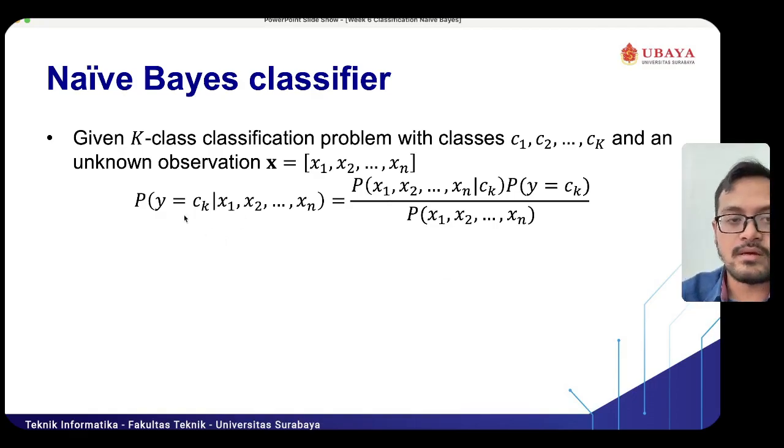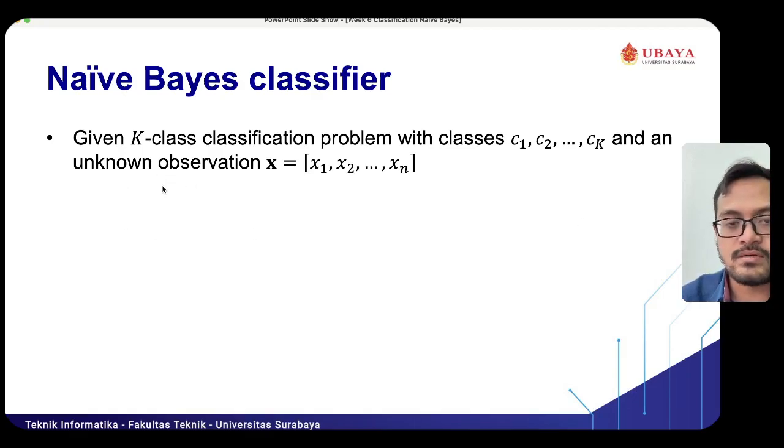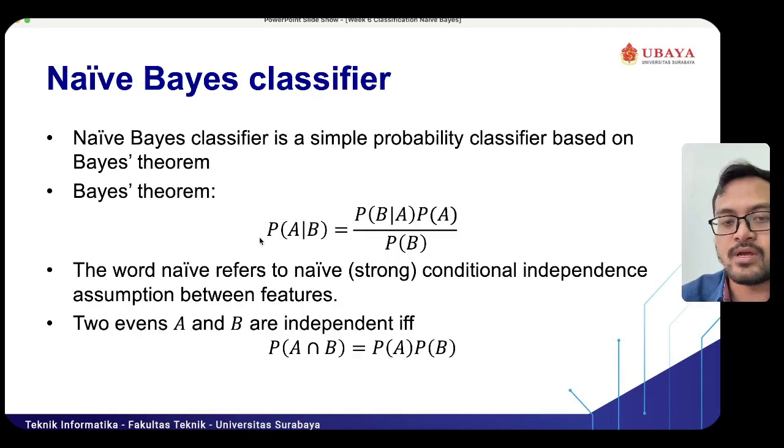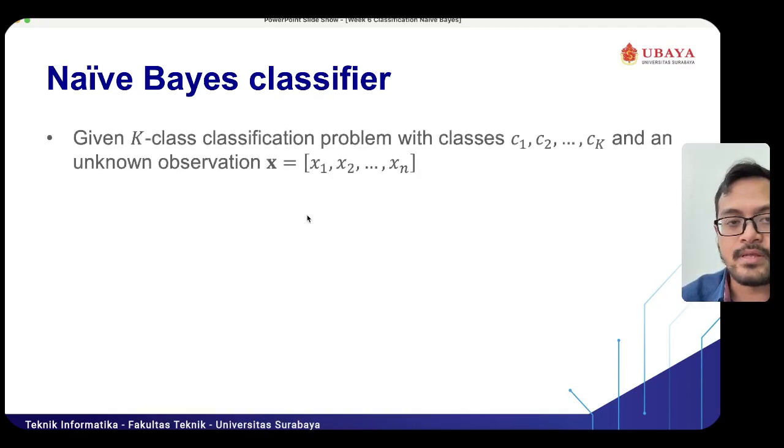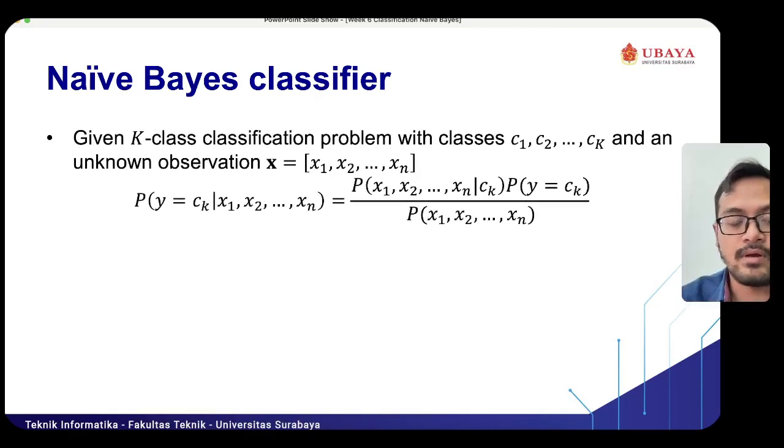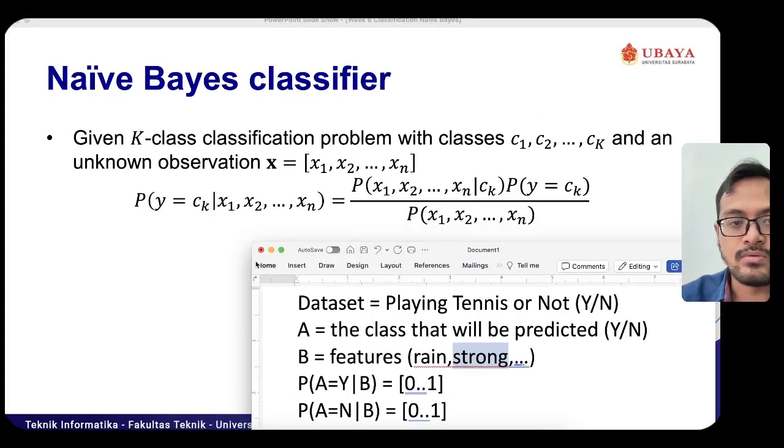So we will calculate this equation based on Bayes theorem. Actually, these are the same equation as our previous formula, but more detailed, like I was mentioning before. Y equals Ck means the class that we want to predict, right? Because we have two different classes, Y and N, yes or no, we will have two different probability values for the output in naive Bayes classifier.